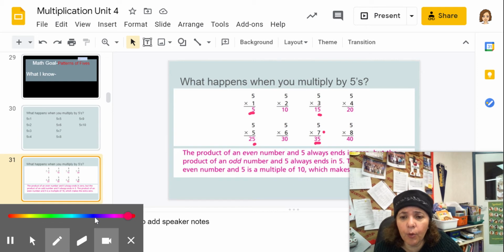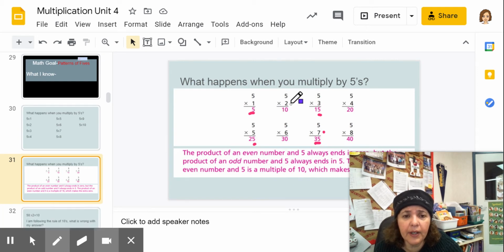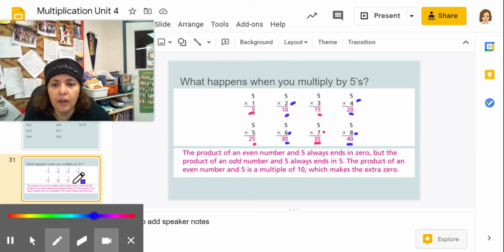And if you are multiplying by an even number, notice it ends in a 0. Even number ends in a 0, okay? All right, let's look at an example.